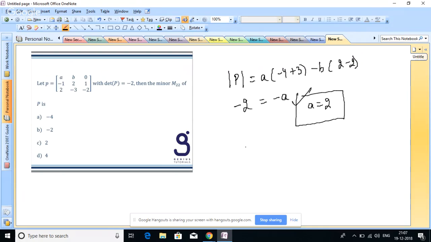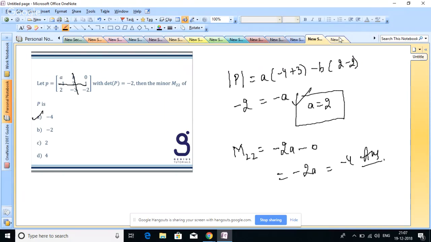Now, if I calculate the value of minor M22, you just leave this row and this column. It would be minus 2A minus 0. That means minus 2A is there. And if I substitute A as 2, minus 4 is your correct answer. This was quite a simple question. Okay, let's move on to the next question.